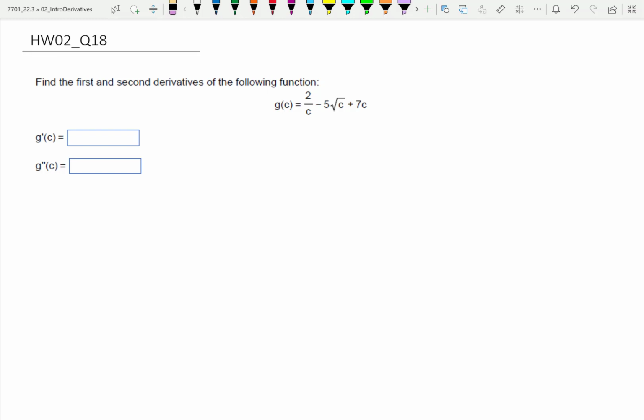One of the first things I'll do when working on a derivative, one of my very first steps always, will be to try to rewrite the expression in the form of ax to the power of n, so we can use our power rule. So something like 2 over c, I'm going to rewrite that as 2c to the power of negative 1. Now you can see it's in that power rule format where I should be able to use that rule.